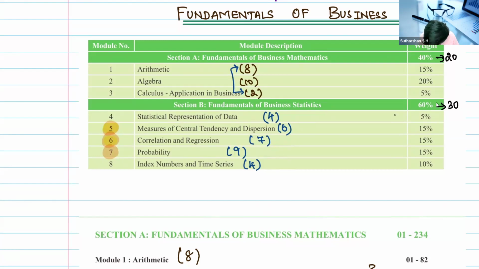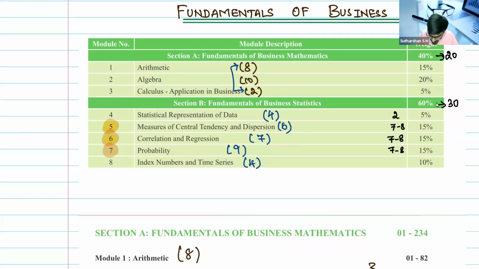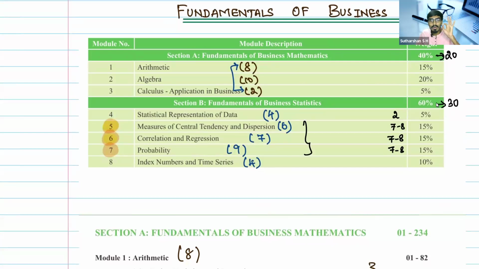For this, they need to ask you 2 questions. For this, they need to ask you 7 or 8 questions. For correlation and regression, 7 or 8 questions. Probability, 7 or 8 questions they need to test. They can interchange and ask you on these 3 topics. So you need to make sure you prepare well on module number 5, module number 6 and module number 7.